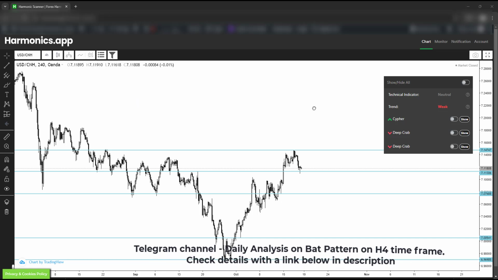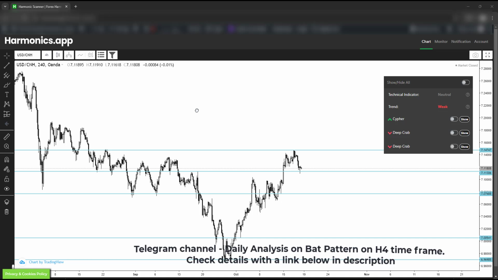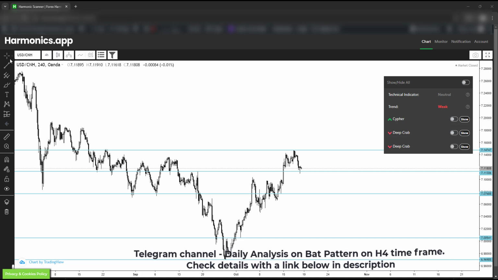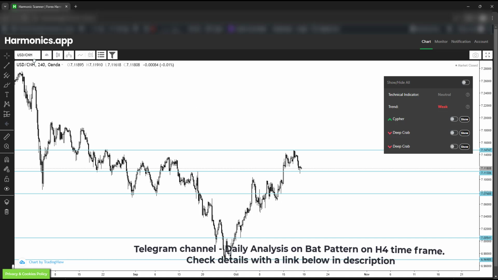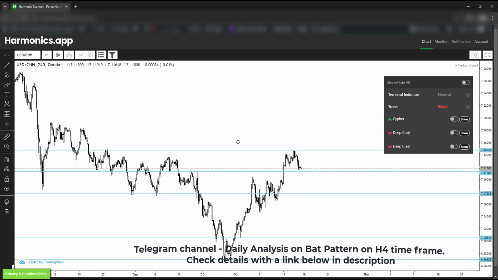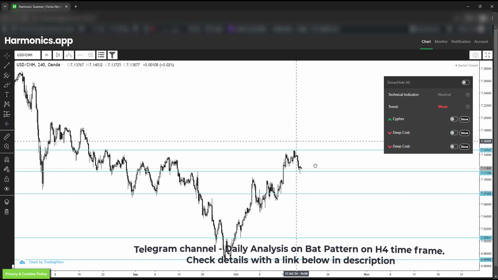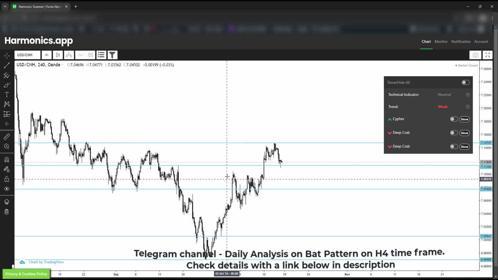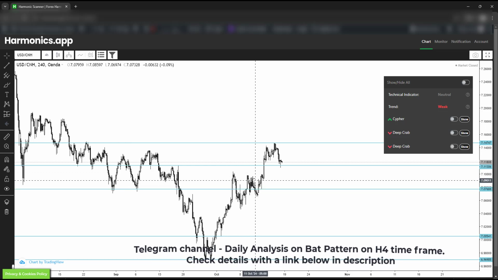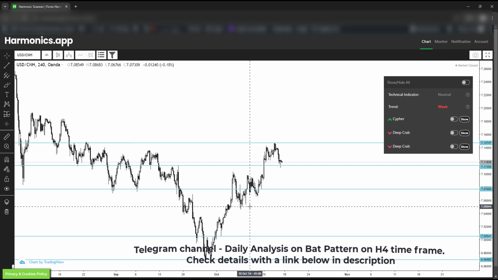But before going directly to them, let's discuss a bearish bad pattern that was formed in the previous week's analysis. We can see it here, USD against CNH on the 4-hour time frame. What has happened? We can see that the price formed this bearish bad pattern here on the chart, where the entry level was here and the first take profit was here.